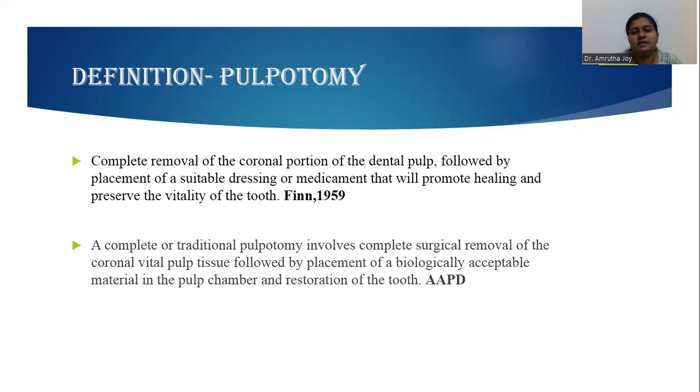Pulpotomy is defined as the complete removal of the coronal portion of the dental pulp, followed by placement of a suitable dressing or medicament that will promote healing and preserve the vitality of the tooth. This definition was given by Finn in 1959. According to AAPD, pulpotomy involves the complete surgical removal of the coronal vital pulp tissue, followed by placement of a biologically acceptable material in the pulp chamber and restoration of the tooth.